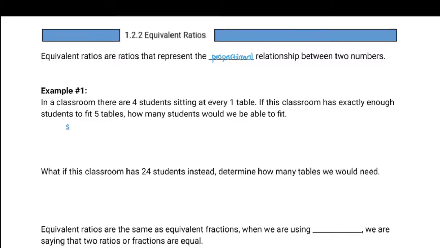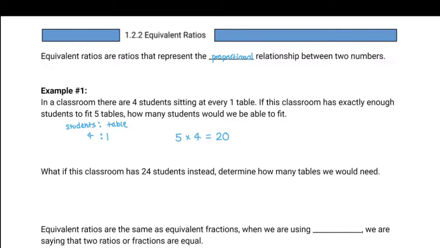So, students to table, this ratio is 4 to 1. So we have 5 tables in total. So what we can do is, we could multiply the number of tables by the number of students to find the total number of students. So we would have 5 tables in total, and 4 students sitting at each table. That would give us 20 students in total.